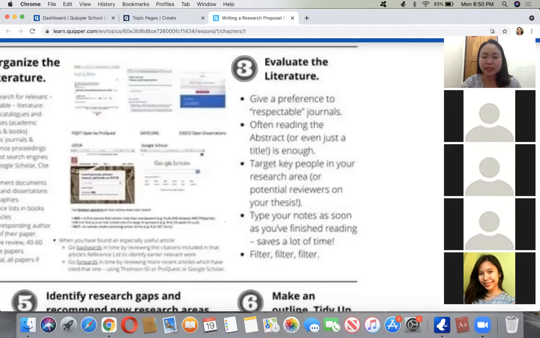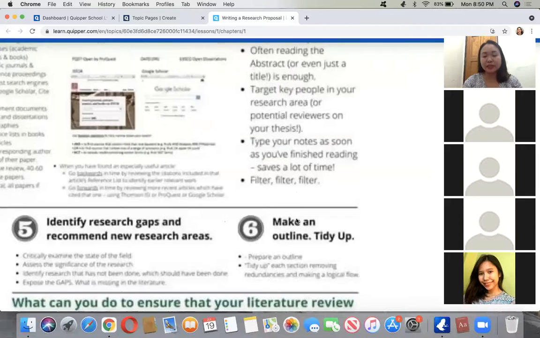Target key people in your research area or potential reviewers on your thesis. So, yun yung gagawa kayo ng panel. Usually, if we're going to have a panel for your thesis or for your OJT, usually, kung anong topic mo, sino ang kukunin mo na mga panel ay yung expert on that field, no? So that should be the correct na method.